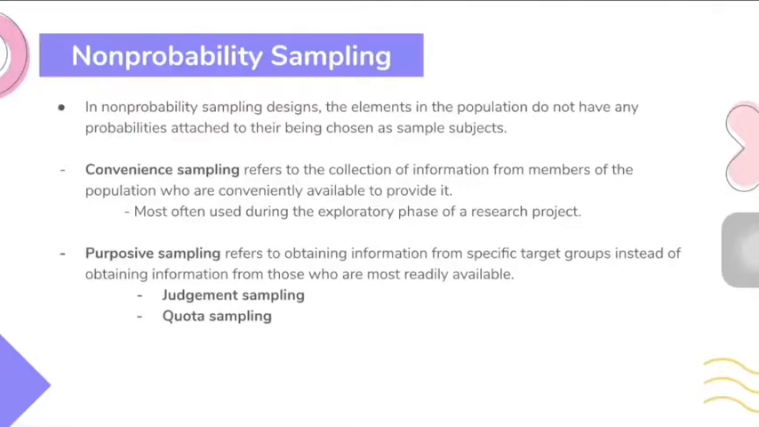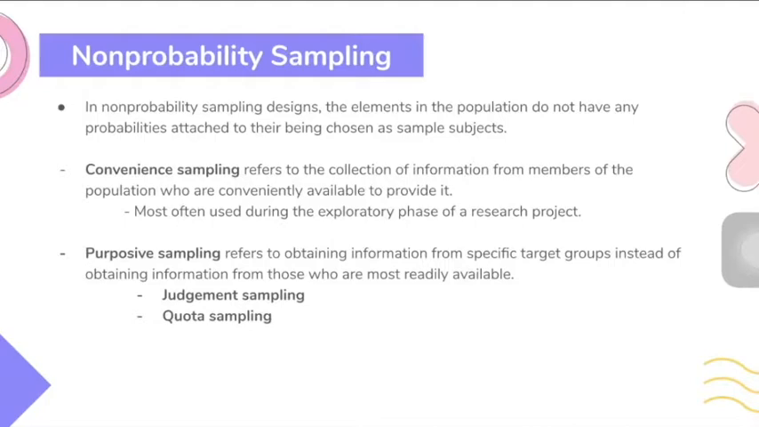In non-probability sampling designs, the elements in the population do not have any probabilities attached to their being chosen as sample subjects. This means that the findings from the study of the sample cannot be confidently generalized to the population. So for non-probability sampling, there are two types, the first one being convenience sampling. It refers to the collection of information from members of the population who are conveniently available to provide it.